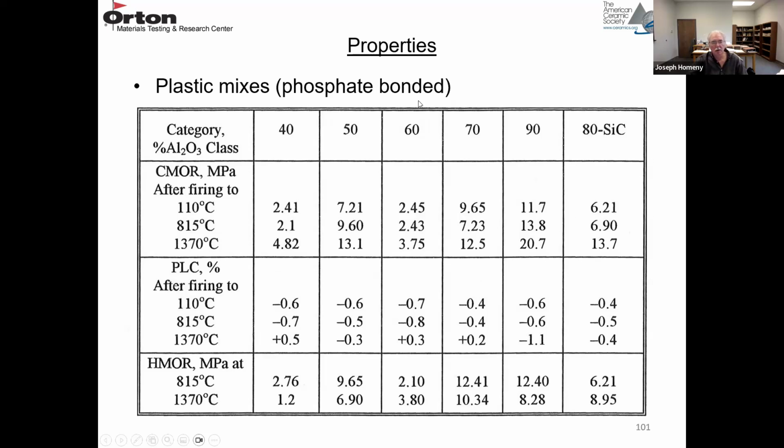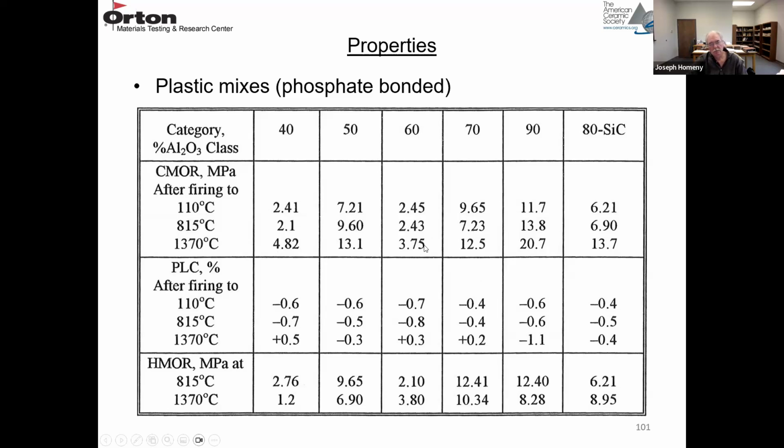The phosphate bonded materials, these are plastics, and just another data sheet going from about 40 to 90% alumina, and this one is an 80% silicon carbide plastic. So we have cold MOR, and then finally hot MOR, and PLC is a percent linear change. You want those to be as small as possible. So you can see at this intermediate temperature, we're not losing any strength because of the phosphate bonding.